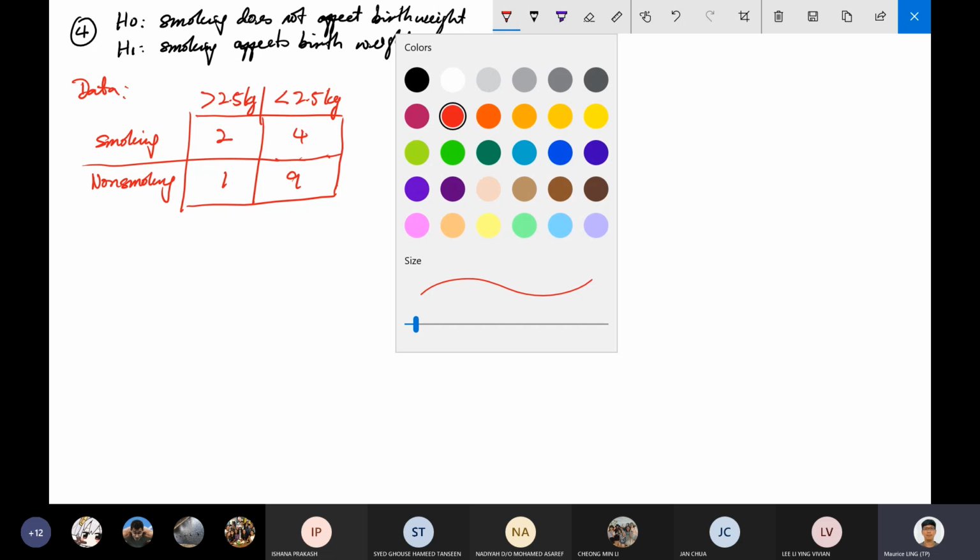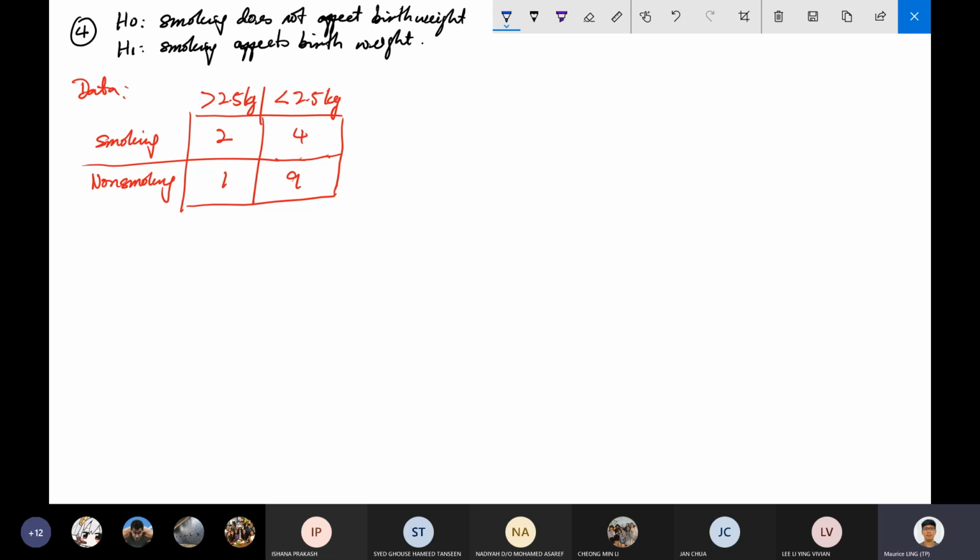However, what we need to do is to add up the numbers first. So we do column by column. So 2 plus 1 gives you 3. 4 plus 9 gives you what? People, 4 plus 9 gives you what? 13, correct. Okay, 2 plus 4? Come on, 6, and here's 10. Okay, so these are the boundaries.